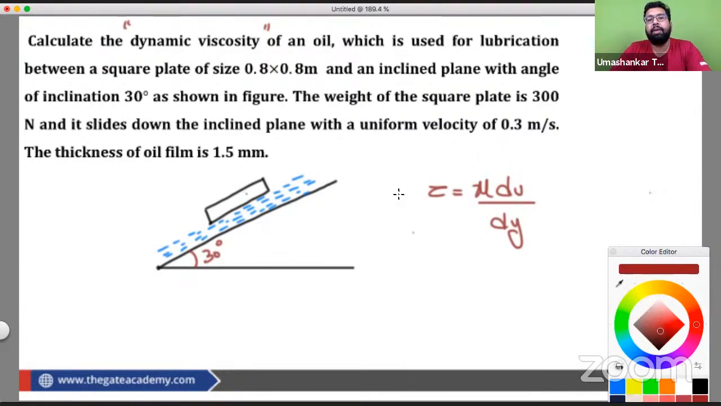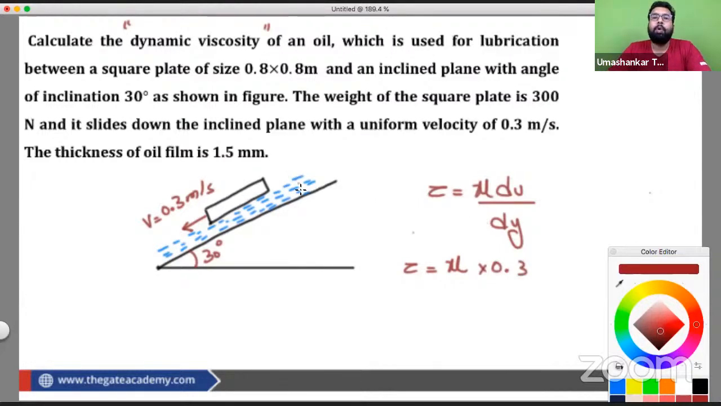It has been given that it is sliding down at a uniform velocity of 0.3 meter per second. So we have this velocity as 0.3 meter per second. And obviously this plane is fixed. So we have to find this mu. Very good, Satyam beta, very nice. Now we have this 0.3.